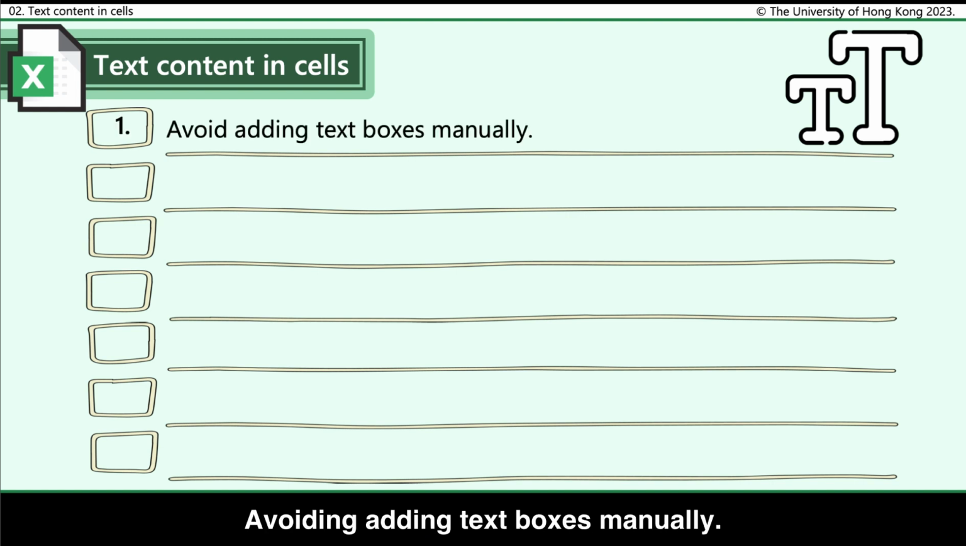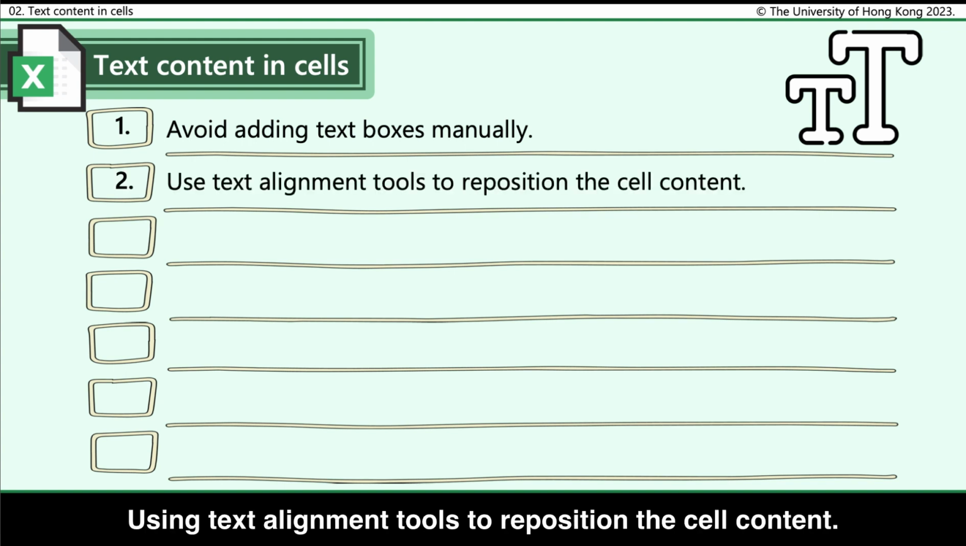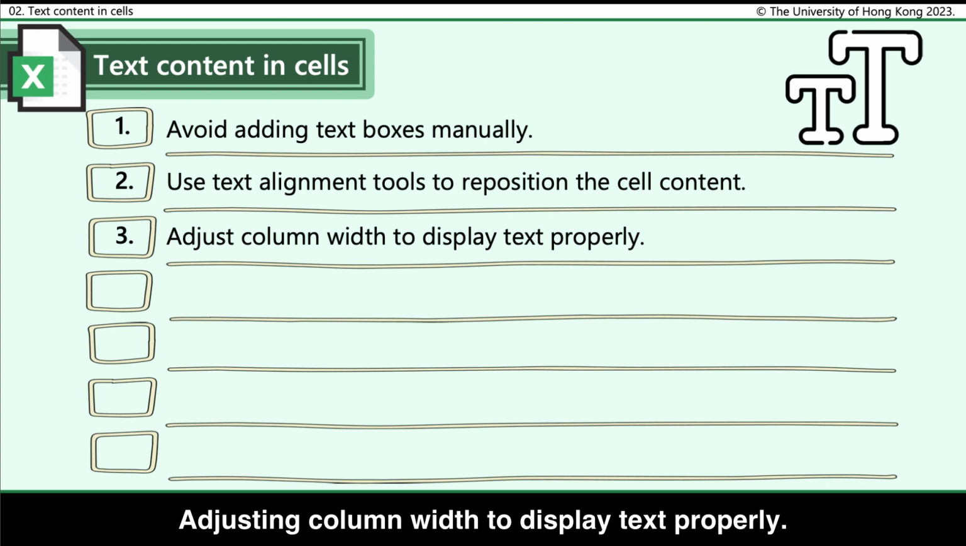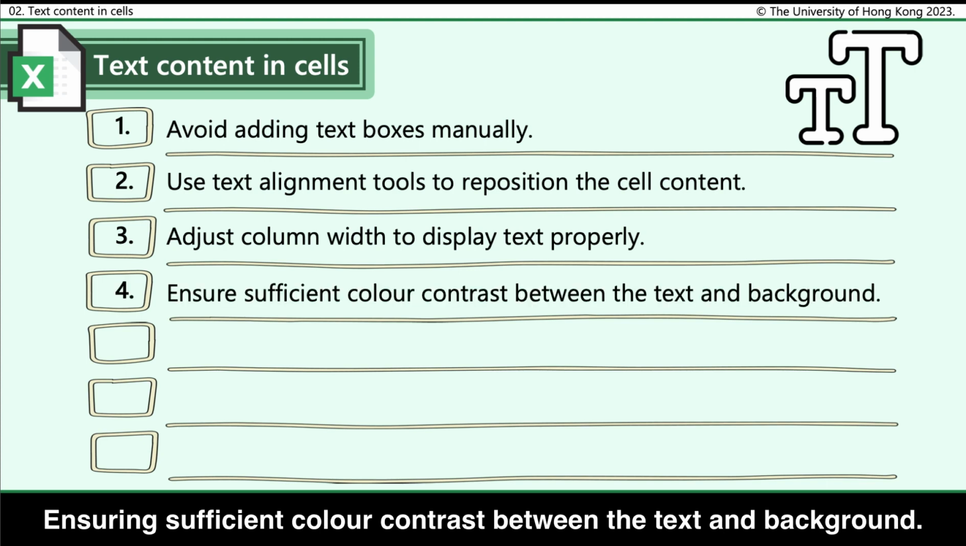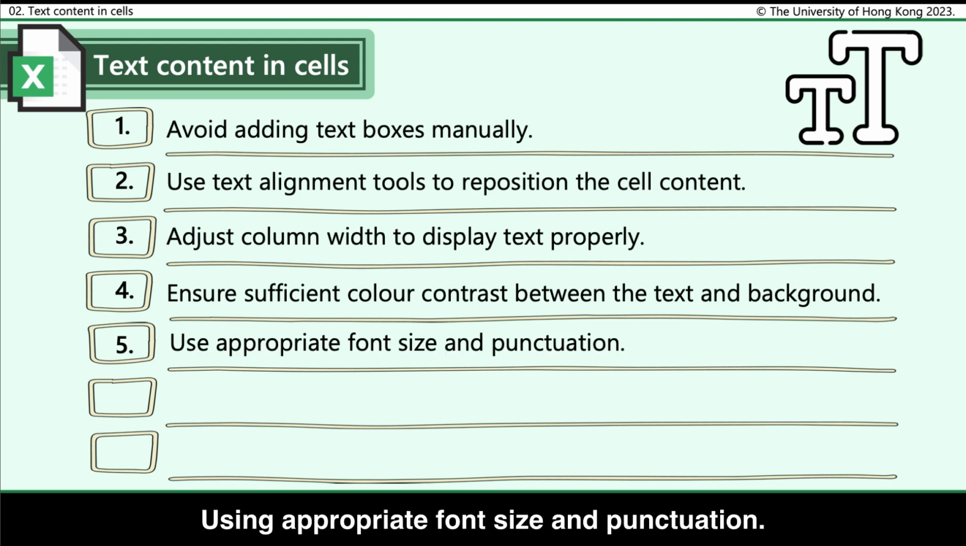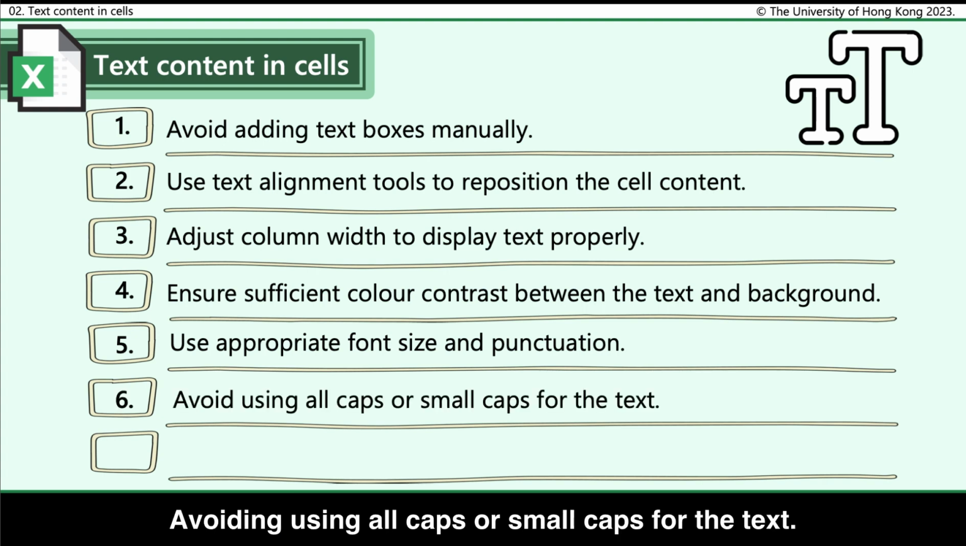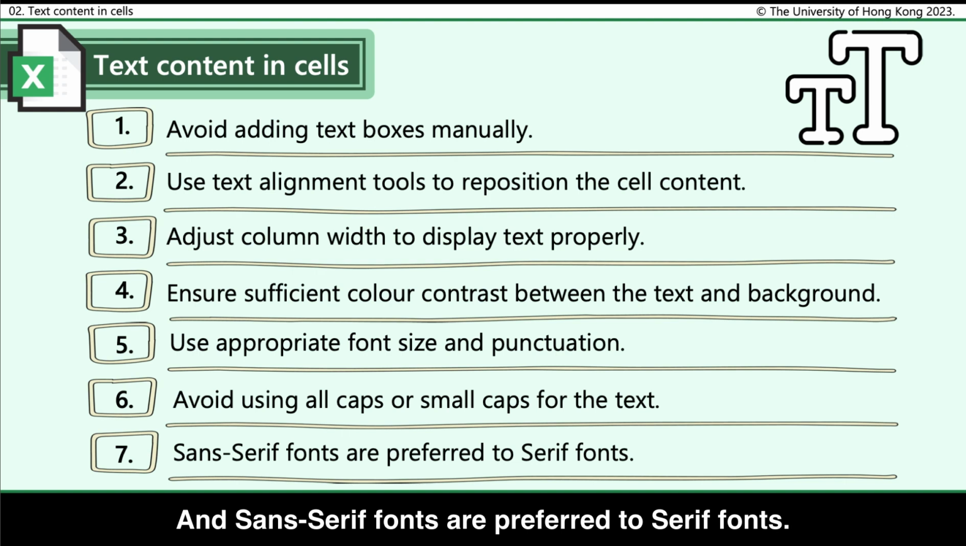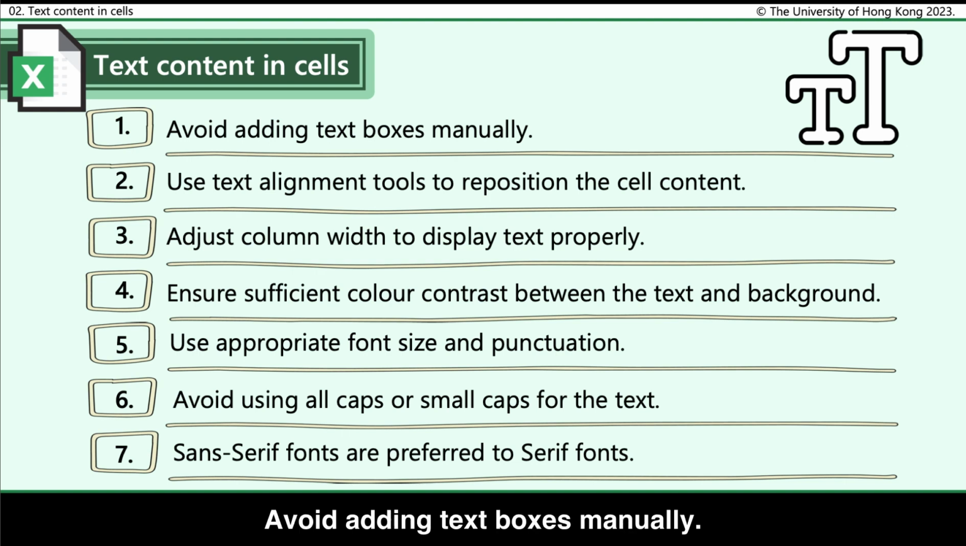Avoiding adding text boxes manually. Using text alignment tools to reposition the cell content. Adjusting column width to display text properly. Ensuring sufficient color contrast between the text and background. Using appropriate font size and punctuation. Avoiding using all caps or small caps for the text. And sans serif fonts are preferred to serif fonts.